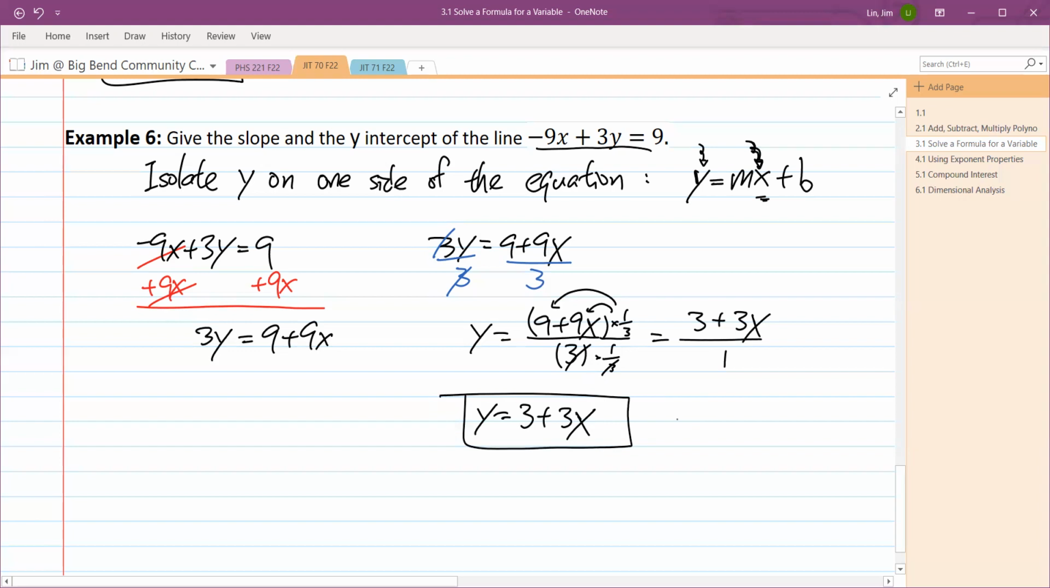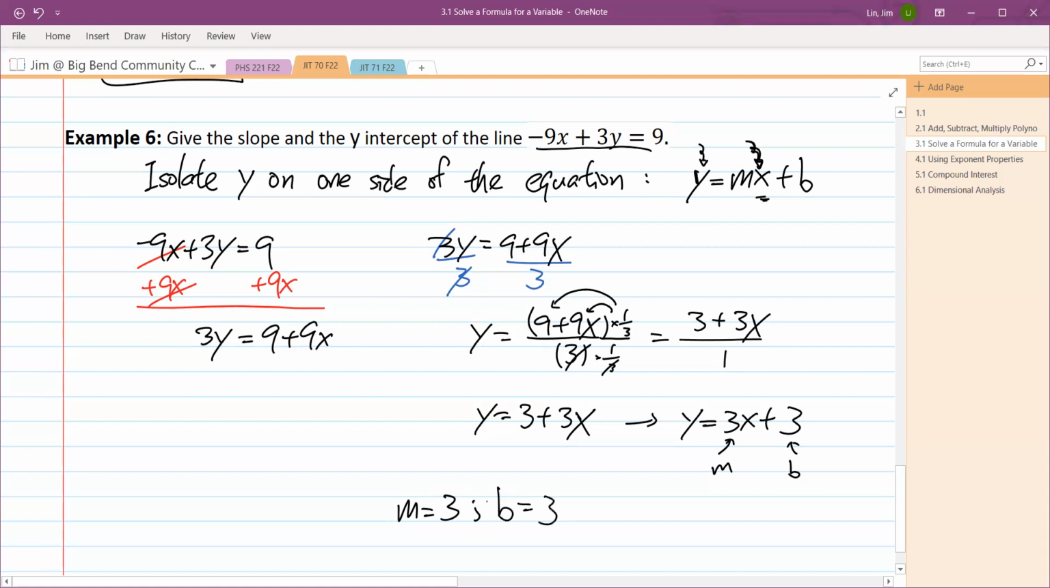So I shouldn't say this is the final answer yet. I want to rewrite that equation again, because our final goal is to figure out the m and the b. So this is my m, this is my b. So it appears that the slope equals 3, and then the y-intercept equals 3 as well. All right, now the problem is actually solved.